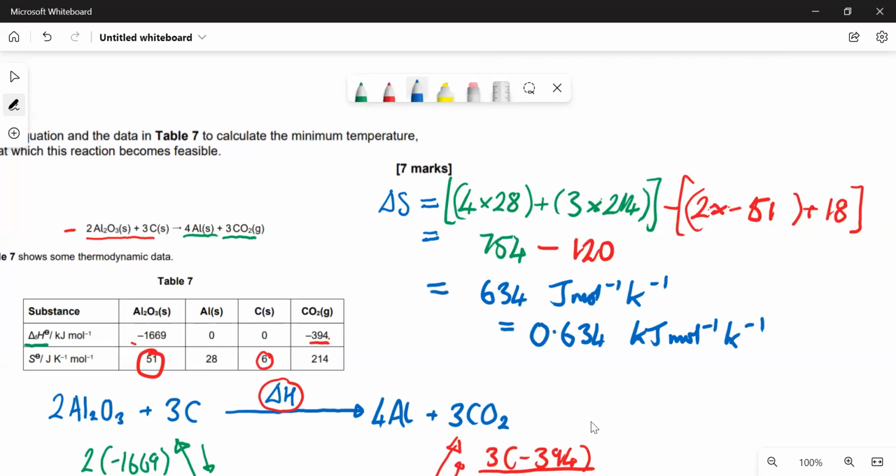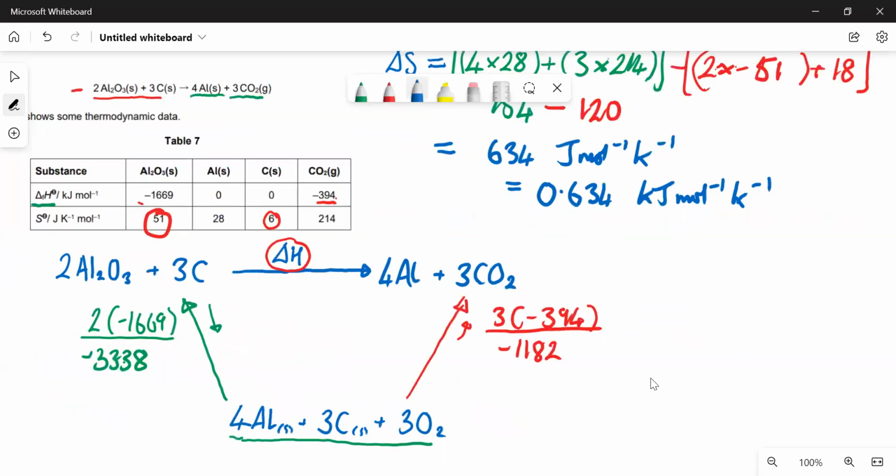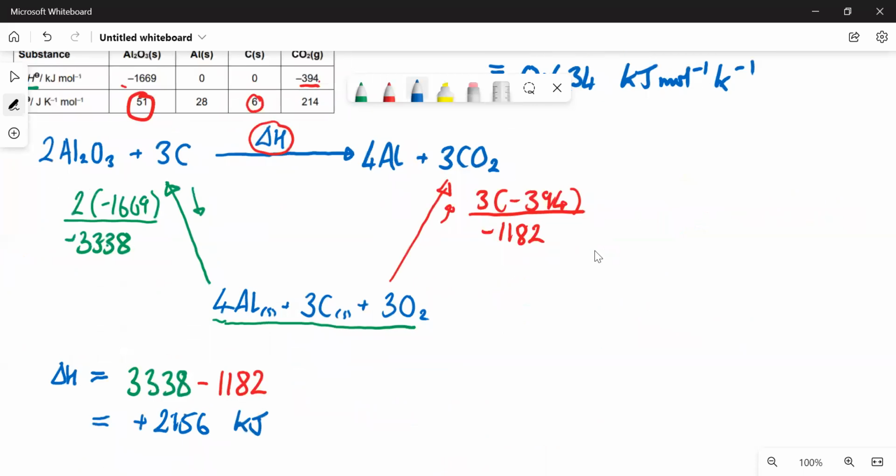So we've got our two values of delta H and delta S. Now let's write down what we've got to do with them. Let's do that here.